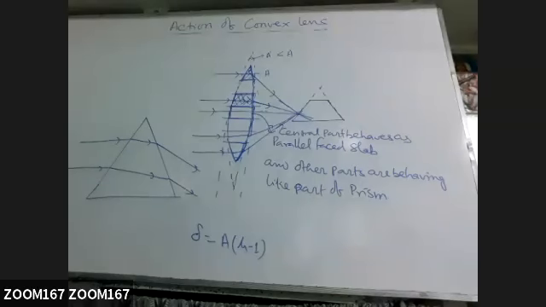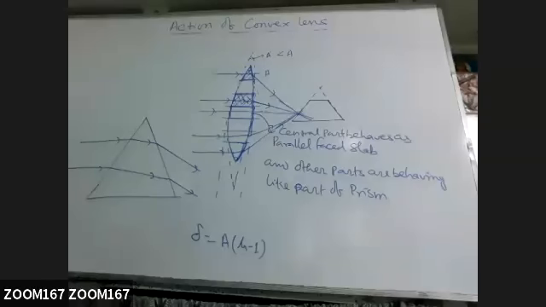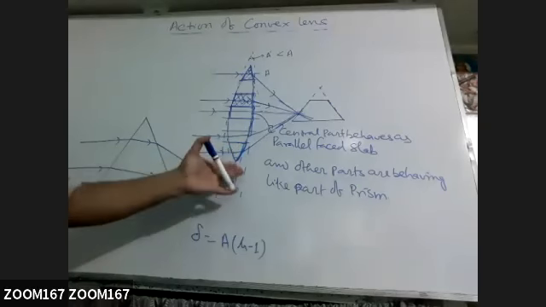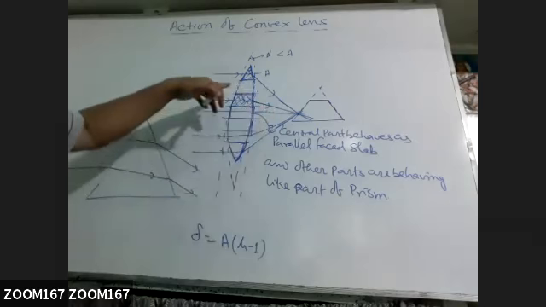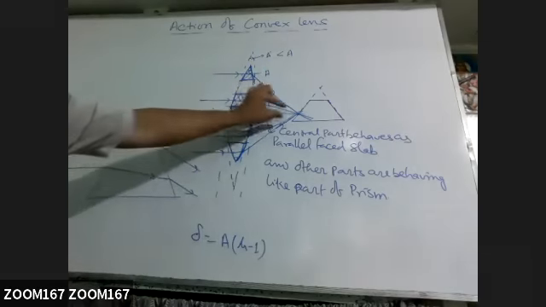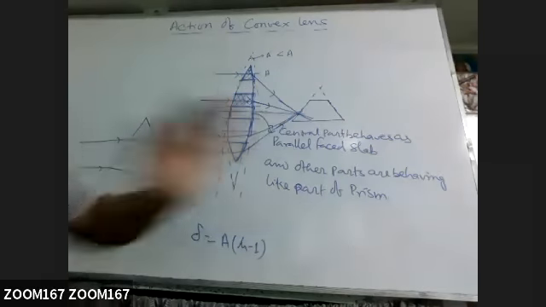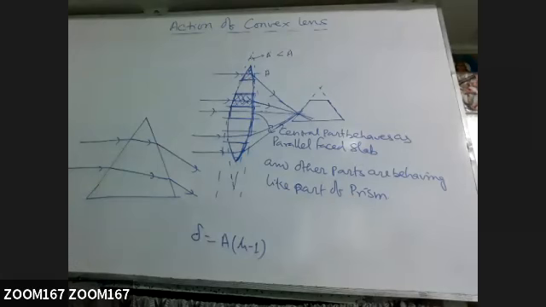Understood? Yes. Anyone? Any confusion? So that's why this prism will deviate to that side, and this prism will deviate to this side. So the whole beam will be converged at a particular point. So this lens will behave as a convex lens.